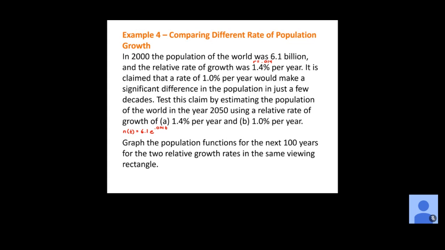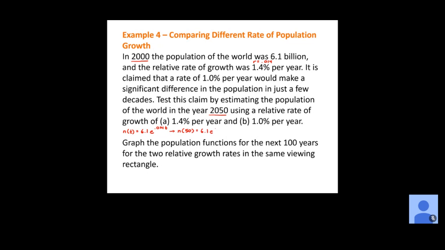Now we want to actually estimate what the population would be in the year 2050. So to do that, we need a t-value. We'll notice here we're starting in the year 2000. We're going to the year 2050. That's a 50-year difference. So that's going to be our t-value this time. So we're looking for n of 50.